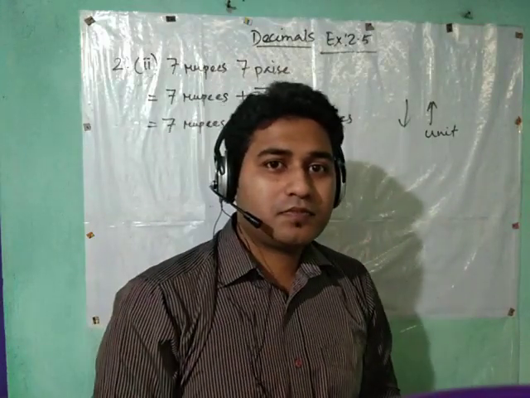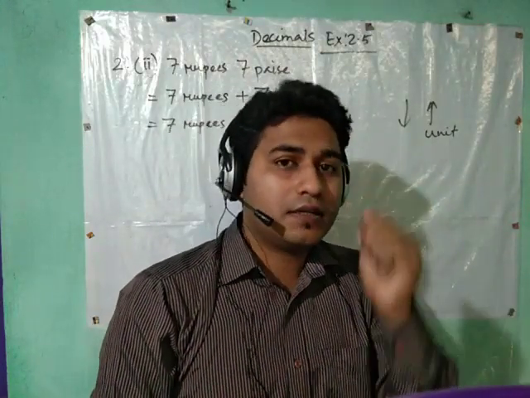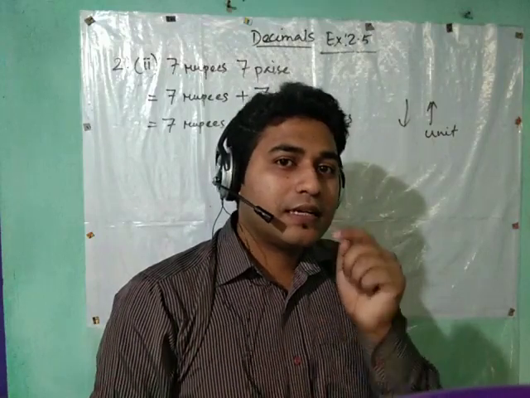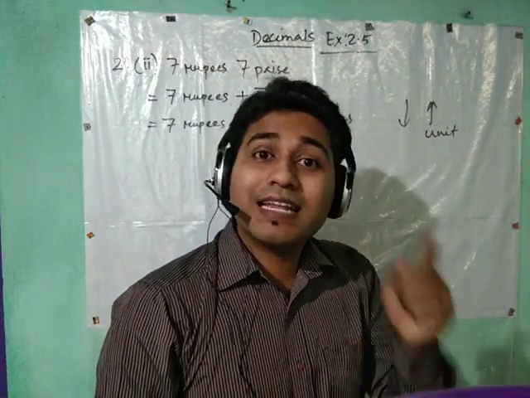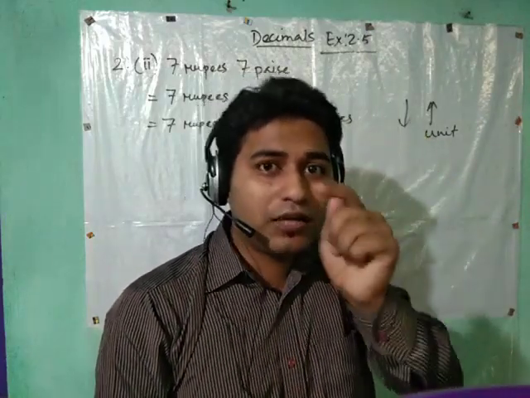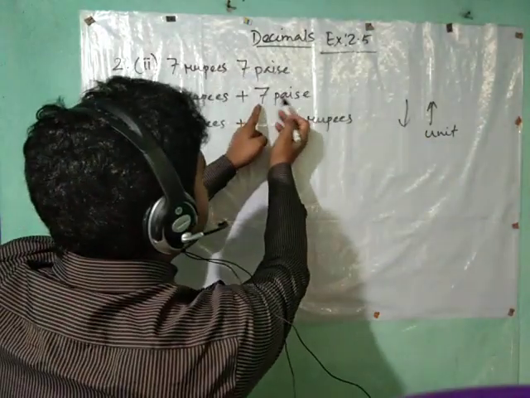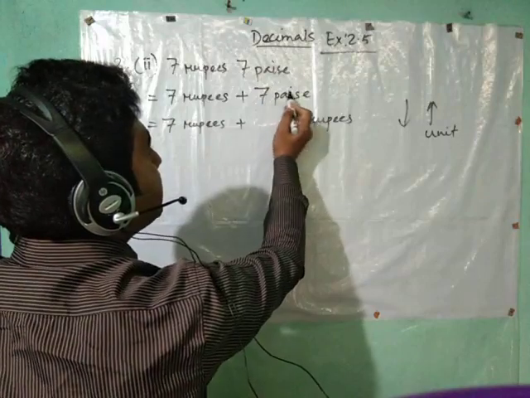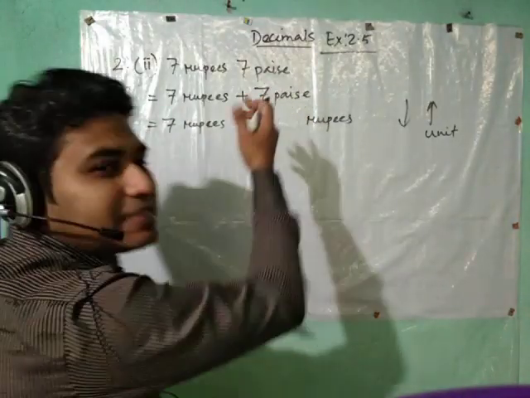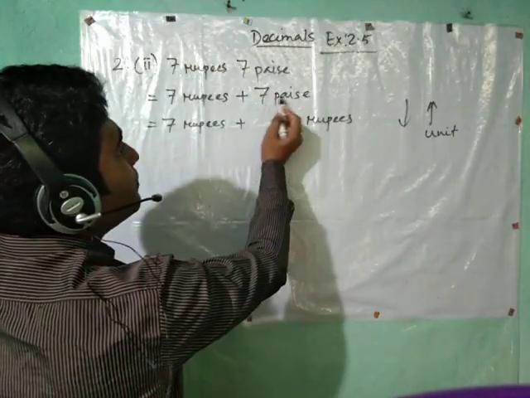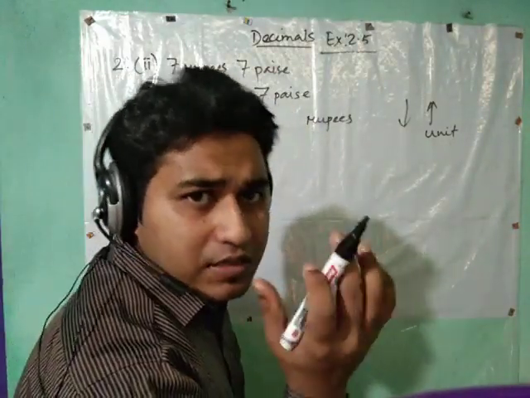Divide. What is it? Divide. Now you may say, yes sir, subtraction भी तो हो सकता है. Of course हो सकता है, लेकिन यहाँ पे नहीं होगा. क्यों नहीं होगा? देखो, between 7 and pice, what is there? Is there any plus? 7 और pice के बीच में कोई plus है क्या?